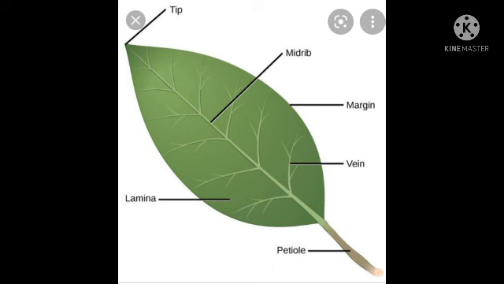The next topic is function of the leaf. First point, the green leaves prepare food by photosynthesis. The next one, they help in respiration. The next third one, they carry out transpiration.